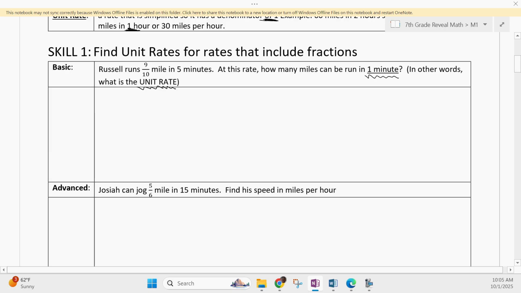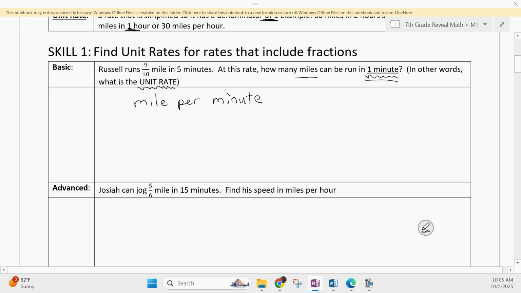Do we divide 5 by 9/10 or 9/10 by 5? Well, there's some clues in the problem, right? It says miles in 1 minute. So that's miles per minute. If we write that simple rate down, miles per minute, okay, this tells us how to divide. All right, it tells us what order to type everything in.